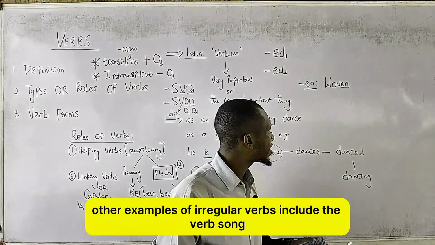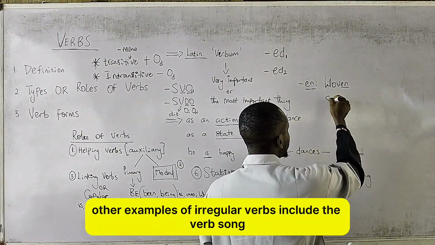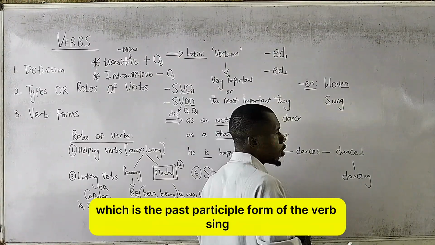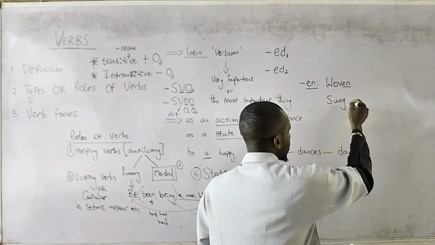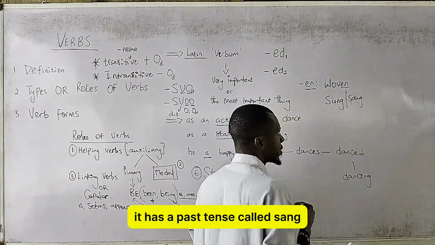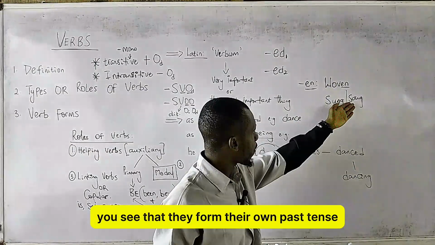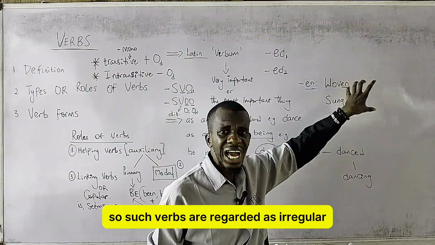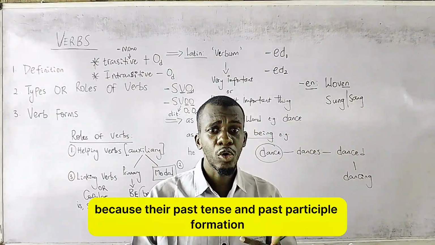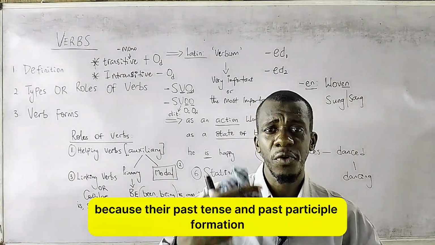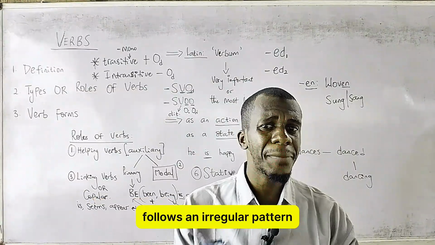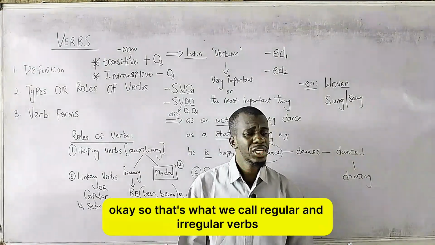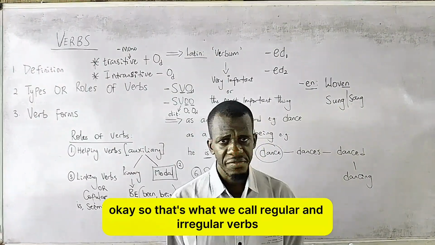Do you see that? Other examples of irregular verbs include the verb sung, all right, which is the past participle form of the verb sing. It has a past tense called sang. You see that they form their own past tense without the addition of ed. So such verbs are regarded as irregular because their past tense and past participle formation follows an irregular pattern. That's what we are saying. Excellent. Okay, so that's what we call regular and irregular verbs.